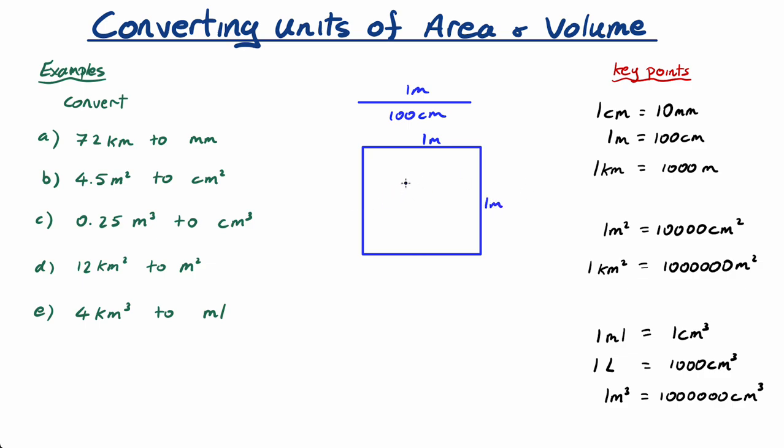So it's 1 meter squared. But if it's 1 meter by 1 meter, that means it's 100 centimeters by 100 centimeters. And what's 100 centimeters by 100 centimeters? Well, 100 times 100 is 10,000 centimeters squared. So guys, if you're ever in doubt, you're not given these in the formula sheet, so draw this thing out like this.